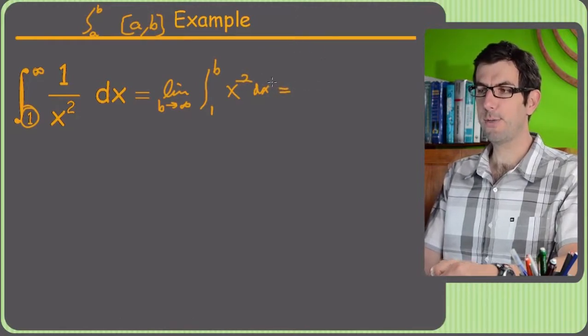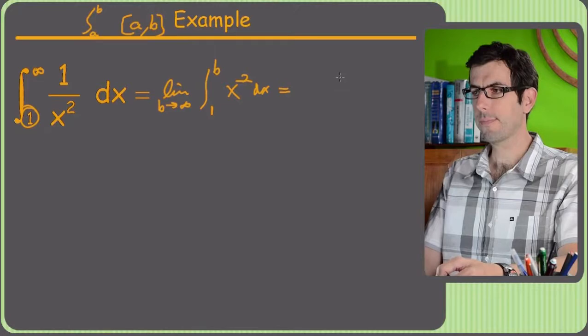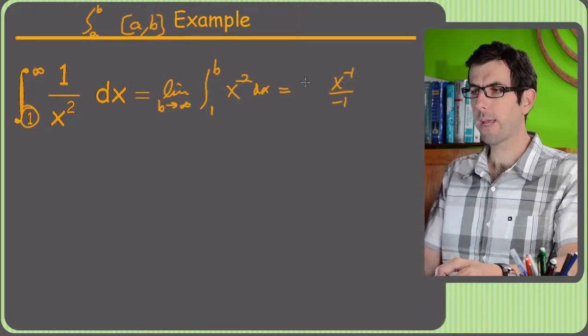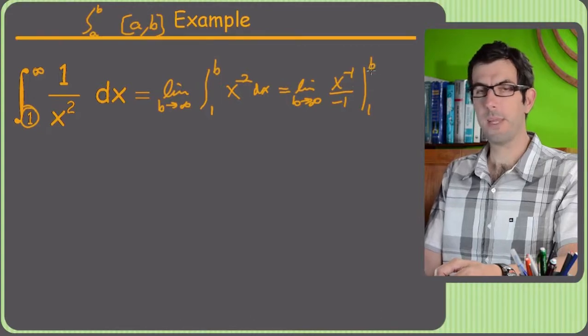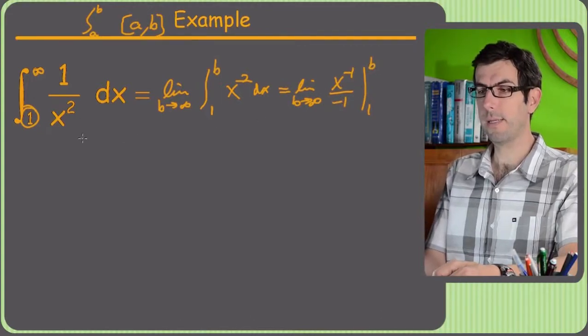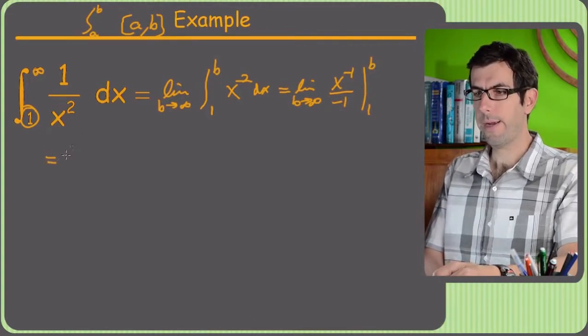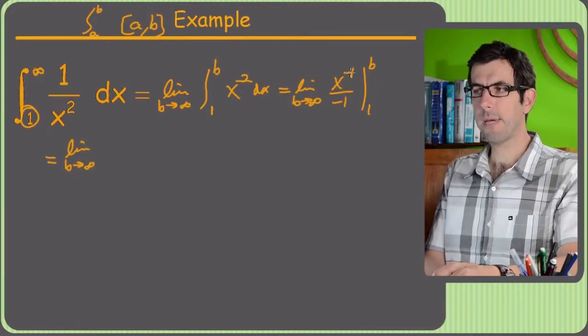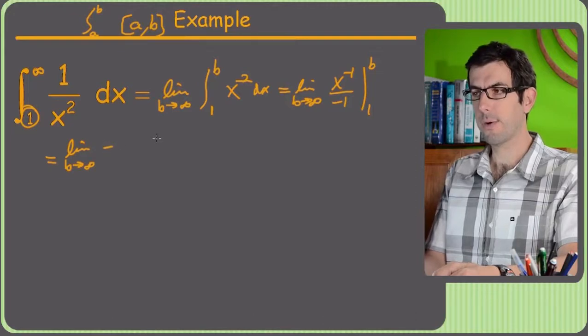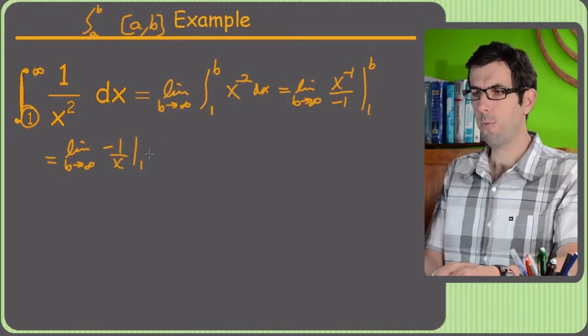All right, so x to the minus 2, integral of that would be x to the minus 1 over negative 1, but of course that's a limit as b approaches infinity, and then we're going from 1 to b. Kind of a pain, right? We have to keep rewriting this silly limit notation. So we got limit as b approaches infinity. Now x to the minus 1 is just 1 over x, and of course negative 1 is just negative 1, so that's negative 1 over x from 1 to b.